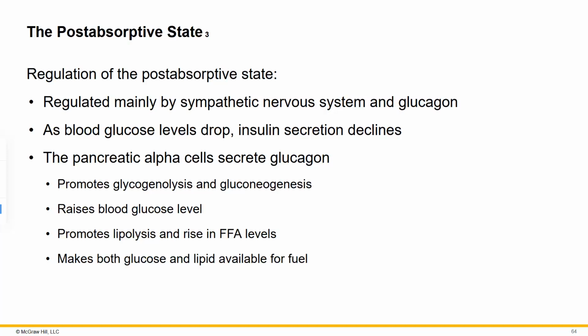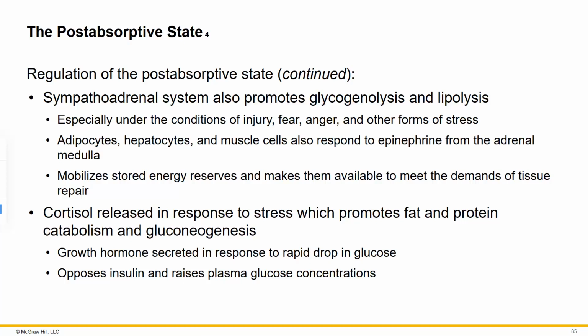Regulation of the post-absorptive state: regulated mainly by the sympathetic nervous system and glucagon. As blood glucose levels drop, insulin secretion declines. The pancreatic alpha cells secrete glucagon. Regulation continued: the sympathoadrenal system also promotes glycogenolysis and lipolysis. Cortisol is released in response to stress, which promotes fat and protein catabolism and gluconeogenesis.